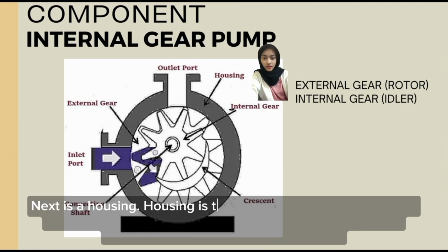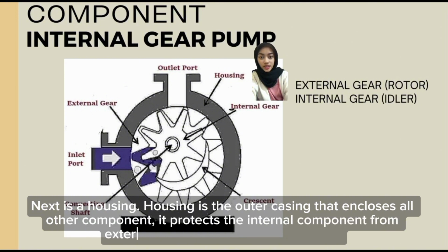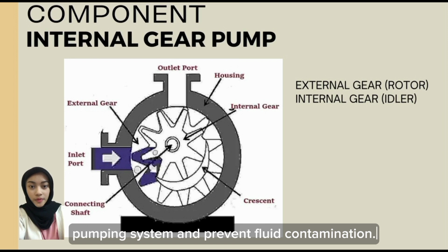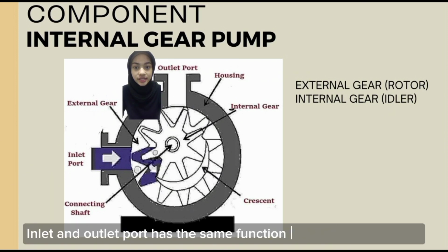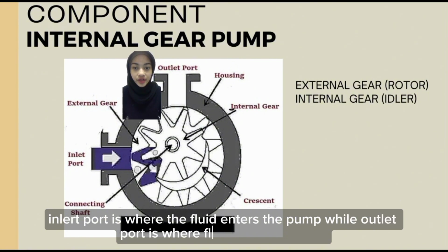Next is the housing. The housing is the outer casing that includes all other components, and its function is to protect internal components from external factors and maintain pressure. Lastly is the connecting shaft. Its function is to maintain the integrity of the pumping system and prevent the fluid from contamination. Inlet and outlet ports have the same function as I said earlier: the inlet port is where the fluid enters the pump, while the outlet port is where fluid exits the pump.